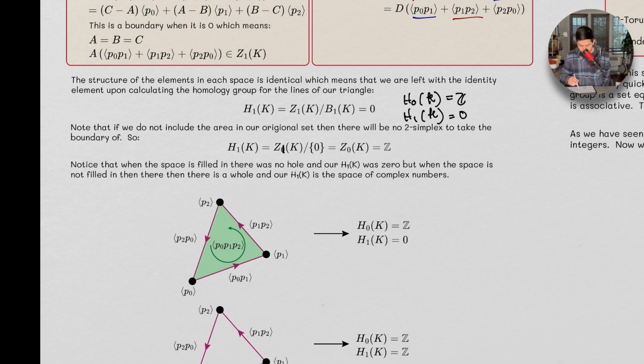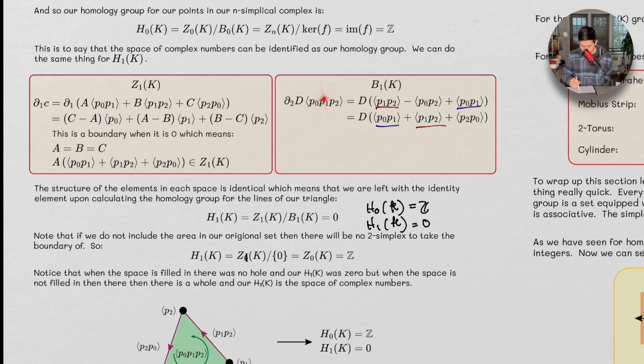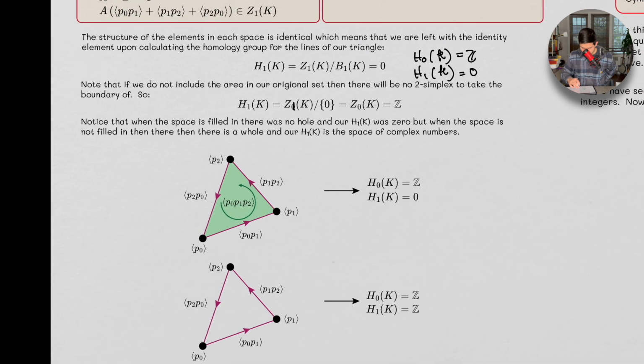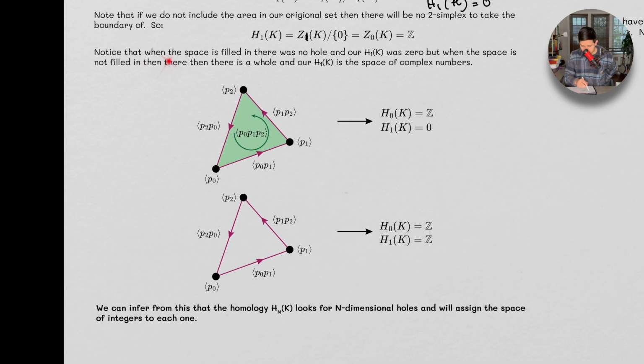And this is because there's no B1. We don't have this thing, right? We don't have this thing, so we can't do this, and so we have to mod out. So we mod out 0, and what we get is this. And this is interesting, right? Because let's take a look at this picture. Notice that when the space is filled in, we had H0 equals Z, H1 equals 0, and when it's not, H0 equals Z, H1 equals Z. So it seems like every time there's a hole, or something where there's no area that's being encompassed, then we have this Z, right?